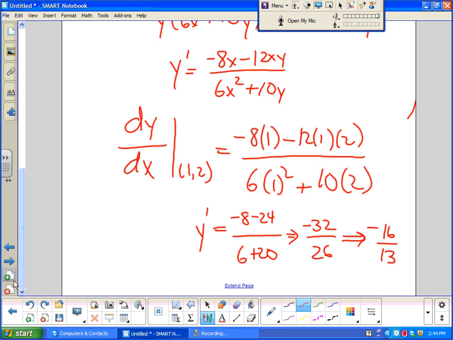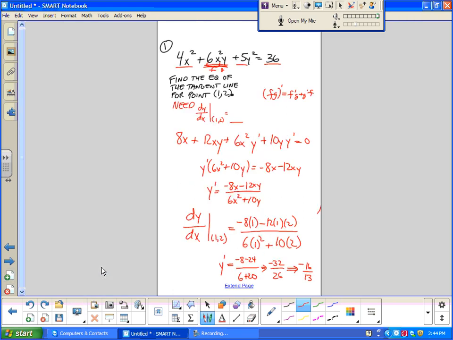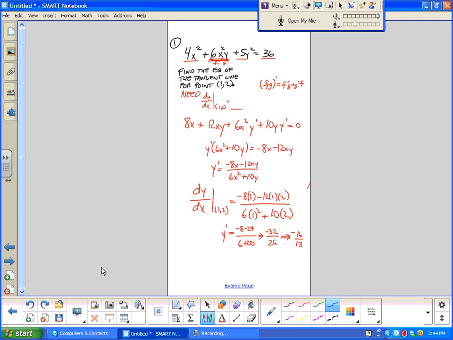All right? So now I know the slope, I know the point. Finding the tangent line is easy using point slope form. So I'll change color to blue. The point is (1, 2), so y minus 2 equals negative 16/13 times the quantity x minus 1. There's something wrong with my pen. It's really not writing very well. And we just found the tangent line to a curve.